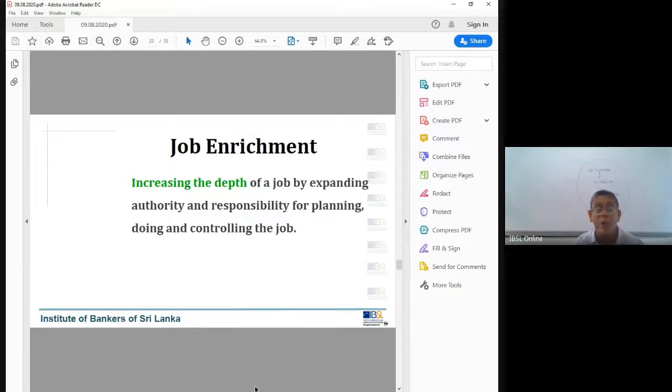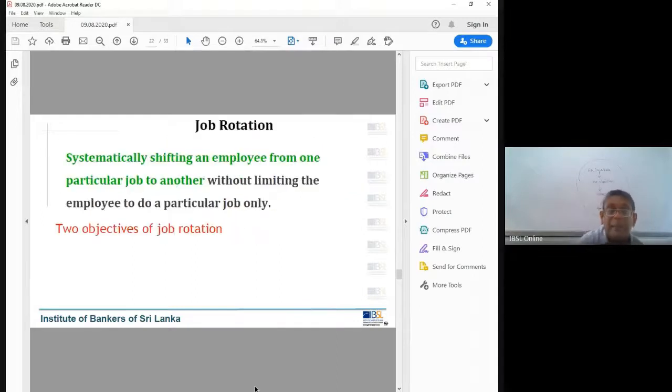Expanding your authority and responsibility. Now you need to look at it in a much broader sense. Because why are you now approving 5 million, not 1 million? So that is what you call job enrichment. Right, now you know the difference between job enlargement and job enrichment. The third one, the most important, is job rotation. Now, what is job rotation?